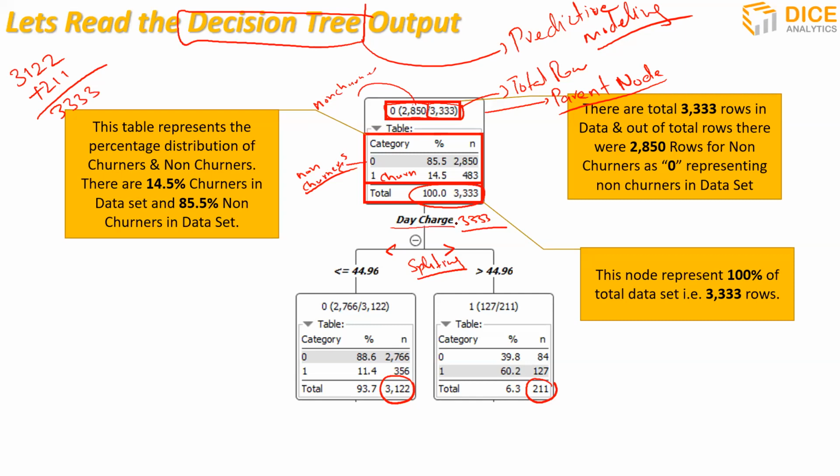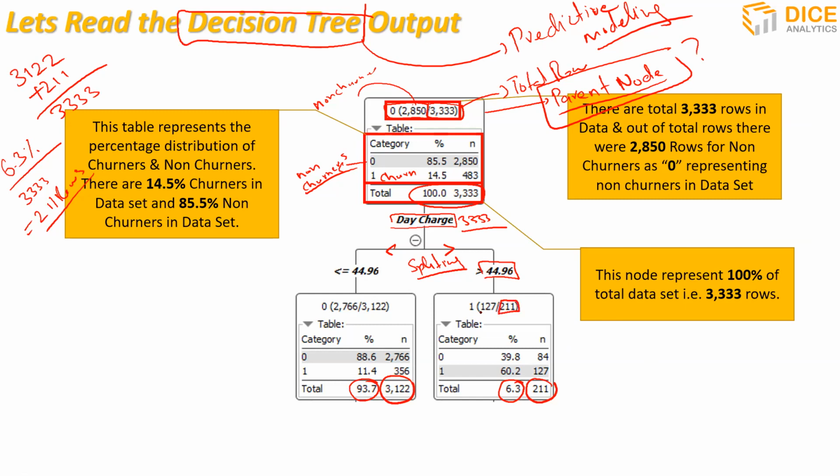For example, when a customer has consumed more than 44.96 USD during daytime calls, there are 211 such customers, and this describes 6.3% of your total data. I can say that 6.3% is with respect to 3300 rows, which will be equal to 211 rows, right? Then similarly, there is 93% of the data with respect to my parent node.